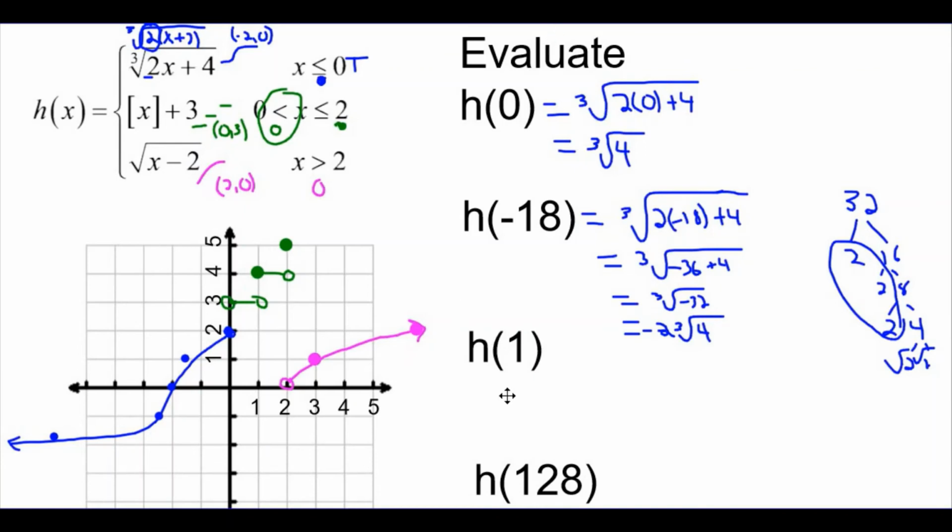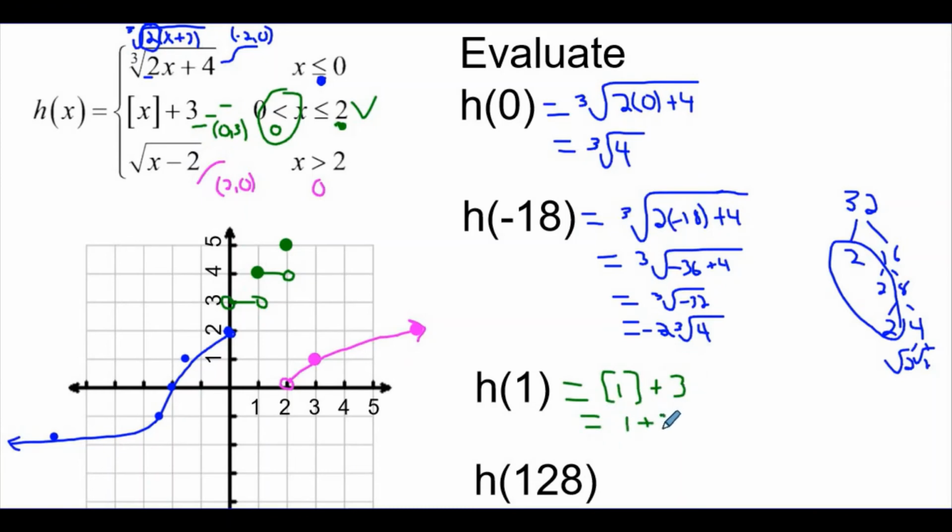All right, let's take a look at what happens when we do h of 1. So for h of 1, again, we're trying to find where it is valid. And this one is going to be valid in the middle because 1 is between 0 and 2, so I will put that into the greatest integer function. The nice thing about doing the greatest integer is if you put an integer into the greatest integer, you just get the integer back. So that will be 1 plus 3. So h of 1 is 4.